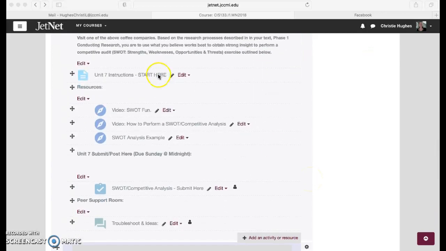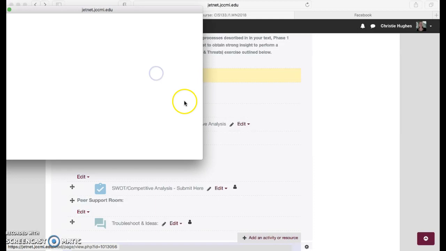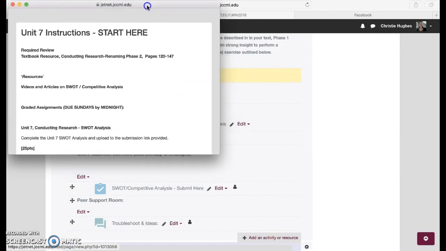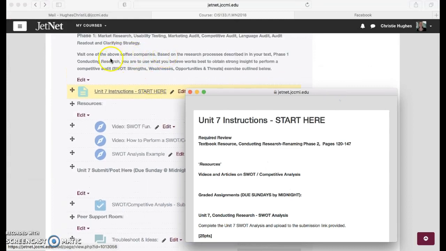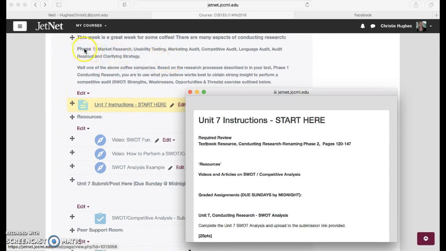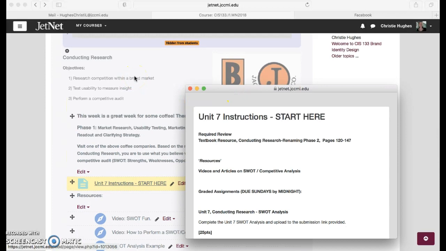So if you start with the instructions, what's expected is to read pages 120 through 147, and that is the latest edition of the book. Follow the guides of what I have up here. If you're in the older edition of the book, you'll probably be following the phase 1, everything that is phase 1 oriented. Market research, usability testing, marketing audit, competitive audit, language audit, audit readout, and clarifying strategy. Hone in on those types of categories for conducting research.